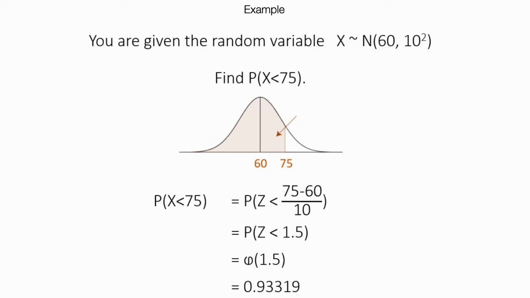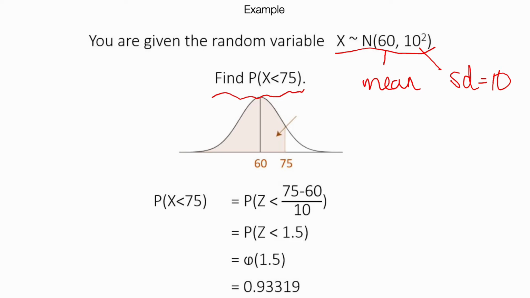So here is an example. You're given the random variable x, it's in a normal distribution with a mean of 60 and so the mean is 60 and the standard deviation is 10. And we're asked to find the probability that x is less than 75.